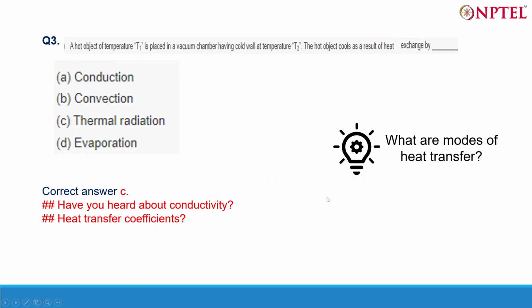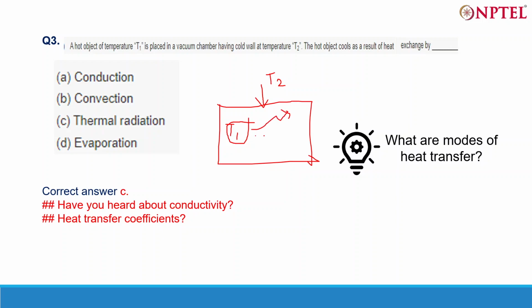Okay, so let's move to the next question. In the next question, we have a hot object of temperature T1 placed in a vacuum chamber. This is the vacuum chamber, this is the object. The vacuum chamber has a wall temperature of T2. The hot object cools, so it will give away heat.